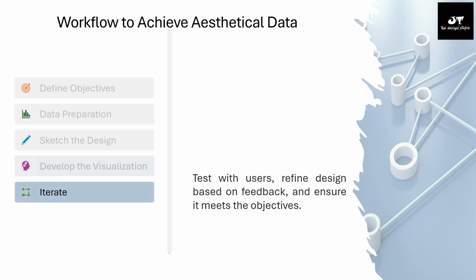And the last step of the workflow to achieve aesthetic visualization is to iterate. No visualization is perfect on the first attempt. Gather user feedback, test usability, and refine the design based on clarity, engagement, and accuracy. Iteration ensures that the visualization effectively communicates the intended message while maintaining both aesthetic appeal and functional clarity.